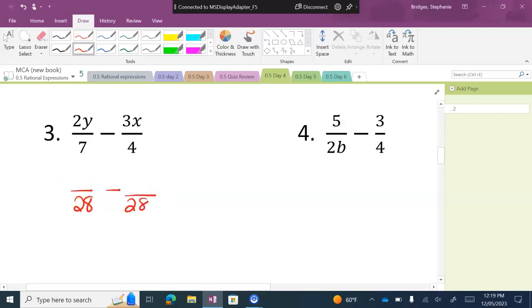Starting with the first one, what do I multiply 7 by to turn it to 28? 4. So that means I'm going to have to multiply that numerator by 4 as well. What is 2y times 4? 8y. And then the second fraction, what do I multiply 4 by to turn it to 28? 7. So I'm going to multiply that top part by 7 as well. What is 3x times 7? Okay. Now that my denominators are the same, I'm going to take that first numerator, 8y, minus the second numerator, 21x, and put that over 28.